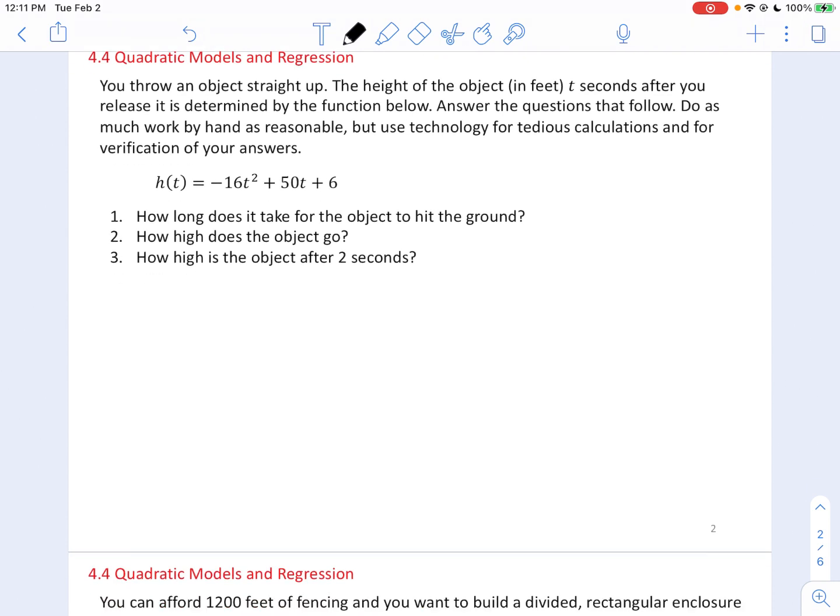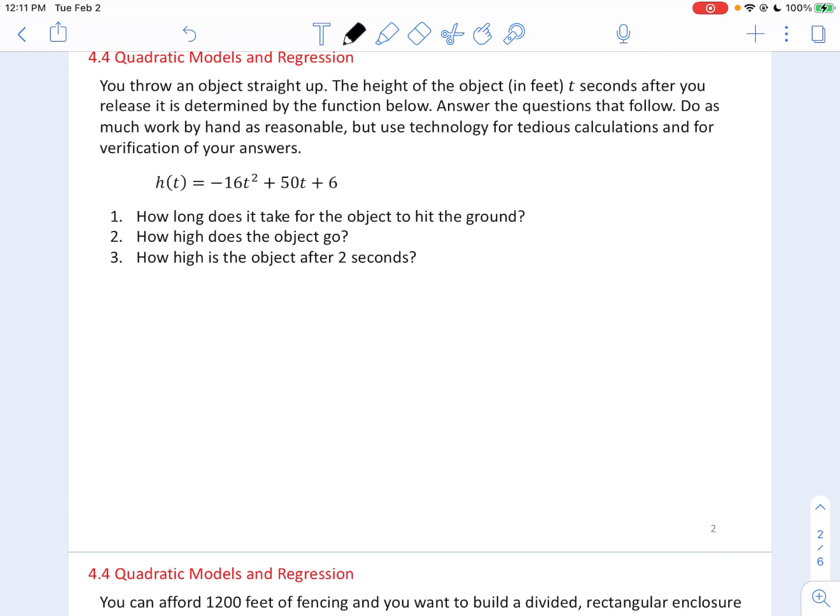You throw an object straight up. The height of the object in feet, t seconds after you release it, is determined by the function below. Answer the questions that follow. Do as much work by hand as reasonable, but use technology for tedious calculations and for verifications of your answers. So h of t is equal to negative 16t squared plus 50t plus 6.